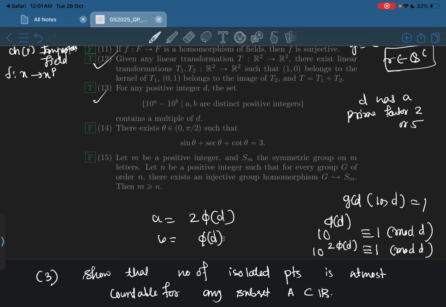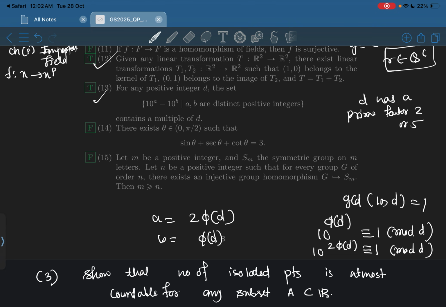Now question number 14. Question number 14 says that there exists a theta, such that theta belongs to (0, pi by 2), and such that this will be sin theta plus sec theta plus cot theta. Okay, I want to say one thing: since it's a TIFR problem, don't think it directly. Whenever it asks some question, use your maturity and try to think in a smart way. In most of the problems in TIFR, when there is some equality or inequality problem, you can use some standard inequality.